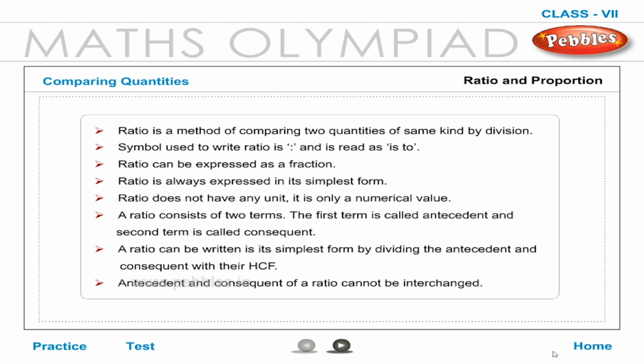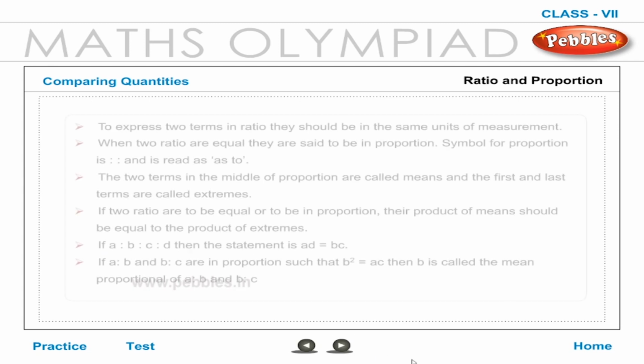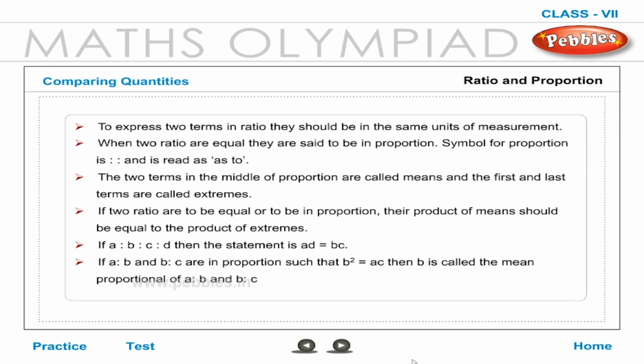A ratio consists of two terms. The first term is called the antecedent and the second term is called the consequent. A ratio can be written in its simplest form by dividing the antecedent and consequent by their HCF. The antecedent and consequent of a ratio cannot be interchanged. To express two terms in a ratio, they should be in the same units of measurement.